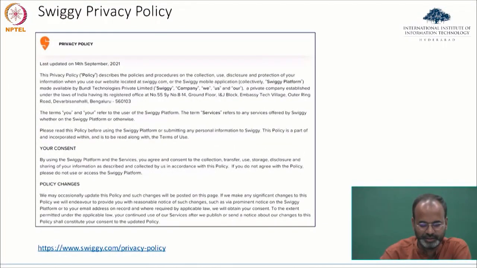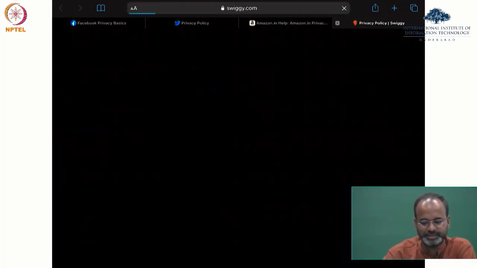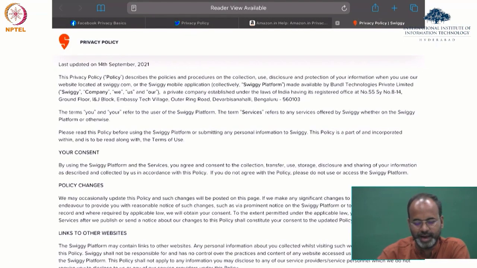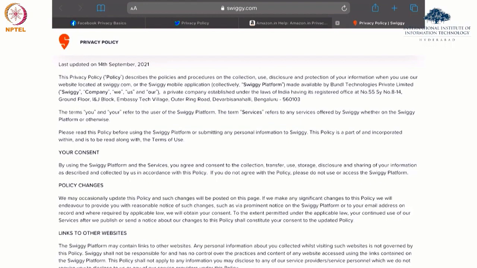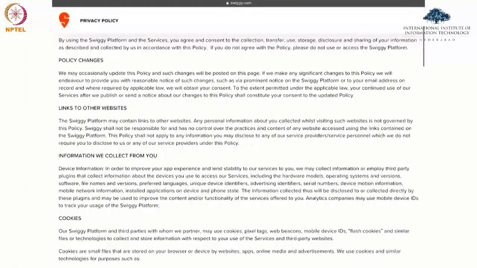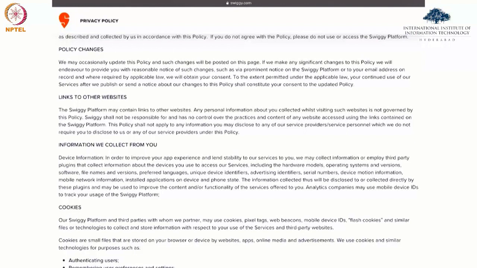Swiggy. I'm guessing that these are services that you probably are using, and also they are one of the popular apps that you use. So look at the privacy policy of Swiggy. It's not as long as Amazon, but it kind of addresses some of the general FTC and OECD guidelines.